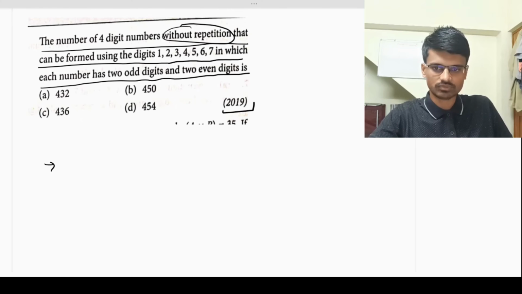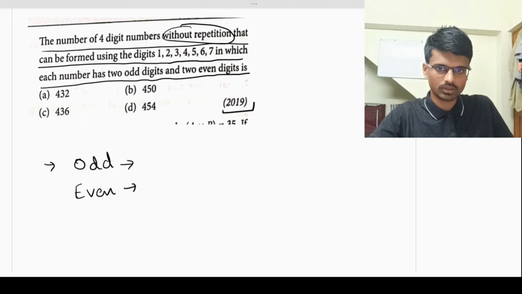So first let's find out how many odd and how many even digits are there. Then only we can do, right? How many odd digits do I have? I have got 1, 3, 5, and 7. So I have got 4 odd digits and 3 even digits: 2, 4, and 6. I have to form 4-digit numbers, and in that I need to have 2 odd digits and 2 even digits.